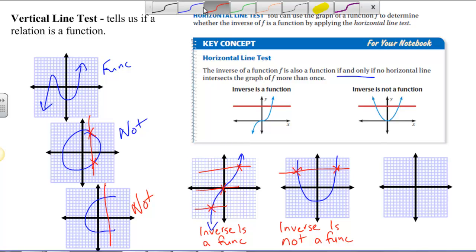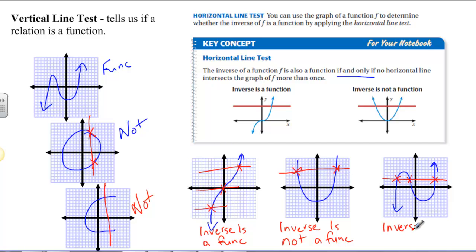So if I look at one more, and I say, okay, what about a polynomial that looks like this? Will that have an inverse that's a function? Well, if I draw a horizontal line there, it hits once, twice, three times, and therefore its inverse is not a function. And that's the horizontal line test and how we restrict the domain so that we can have inverses of functions still be functions.